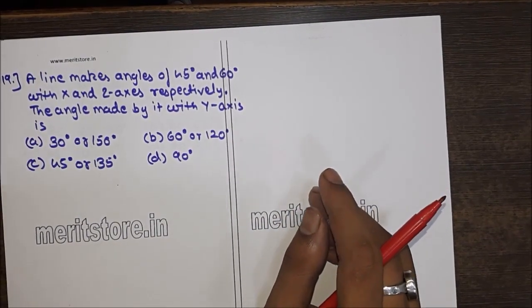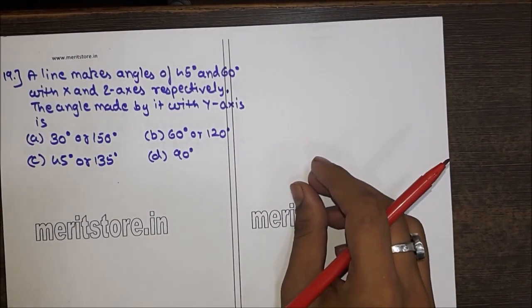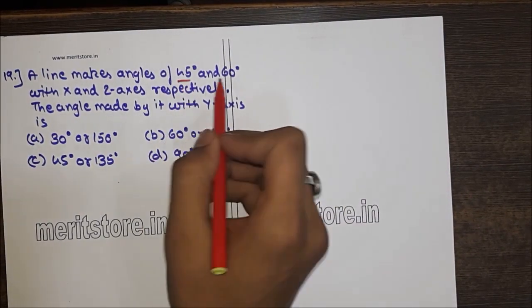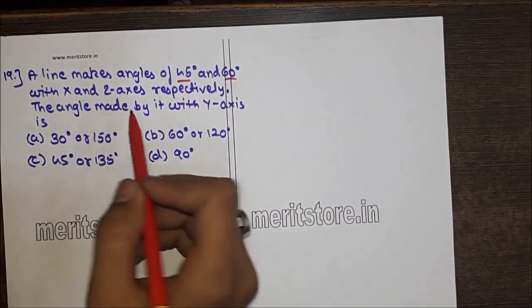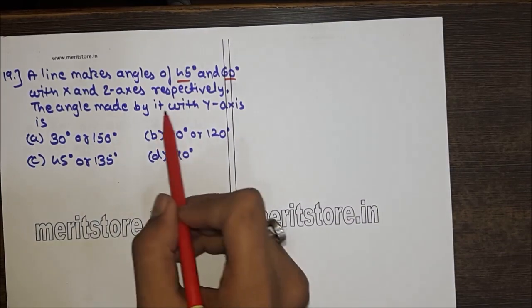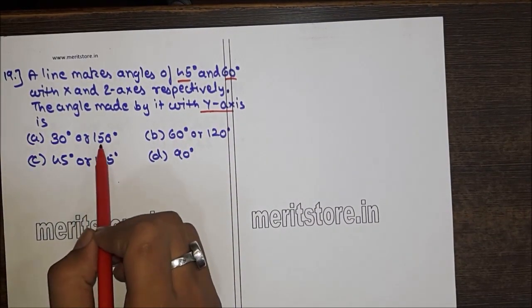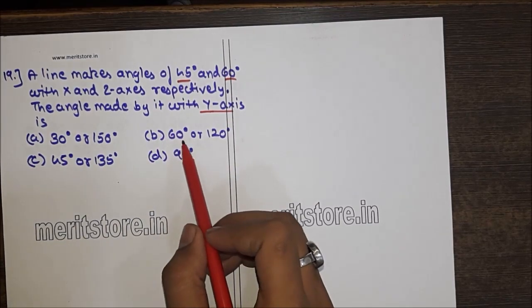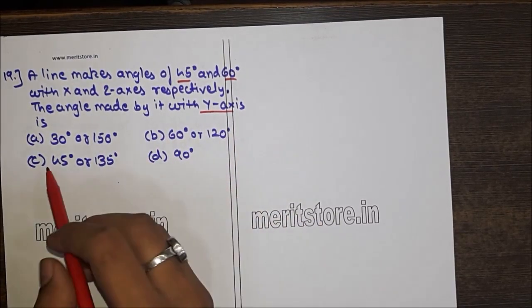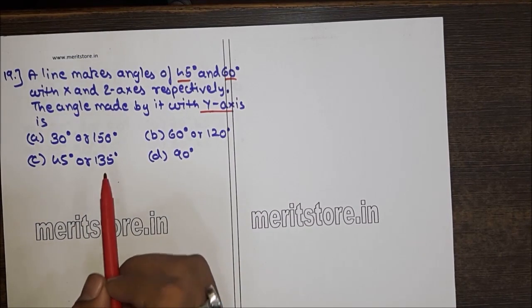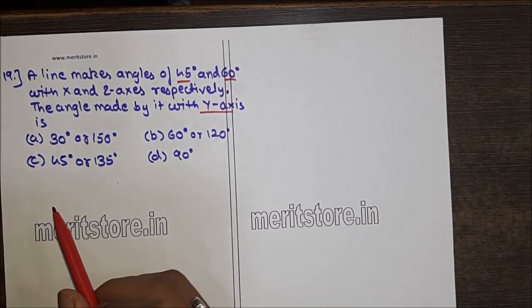Question number 19. A line makes angles of 45 degrees and 60 degrees with x and z axis respectively. The angle made by its y axis is: option A, either 30 degrees or 150 degrees. Option B, 60 degrees or 120 degrees. Option C, 45 degrees or 135 degrees. Option D, 90 degrees.